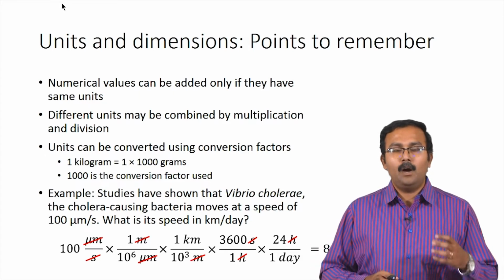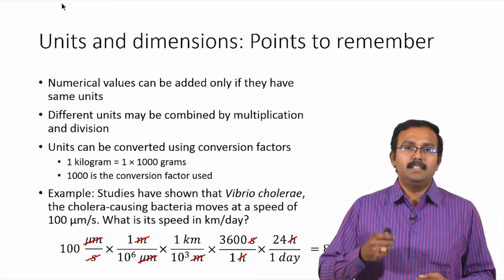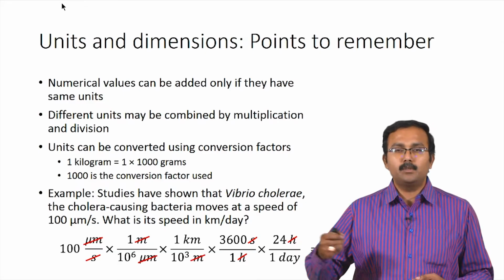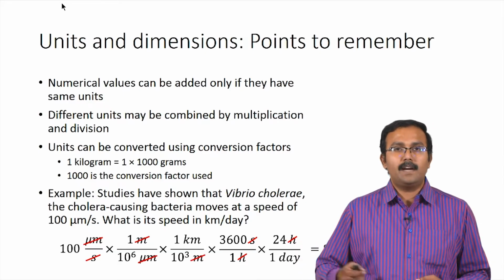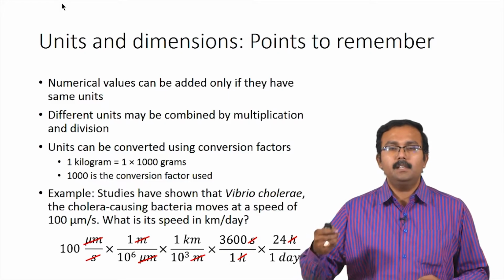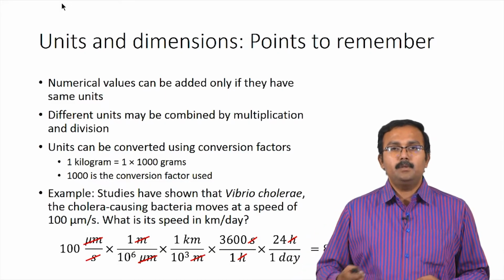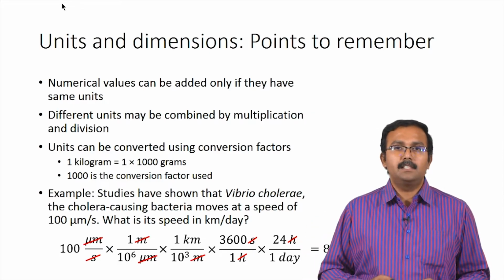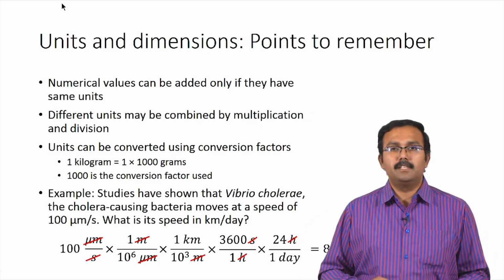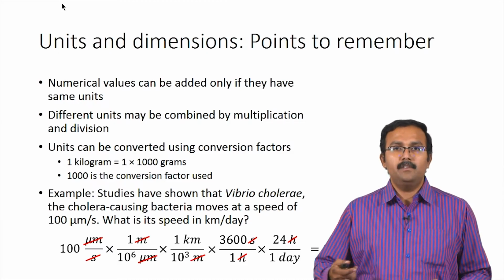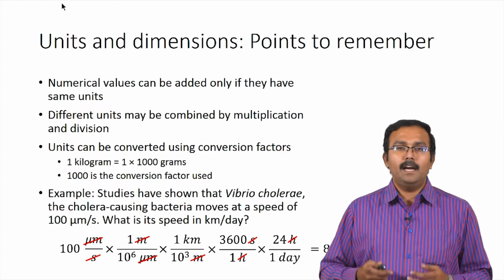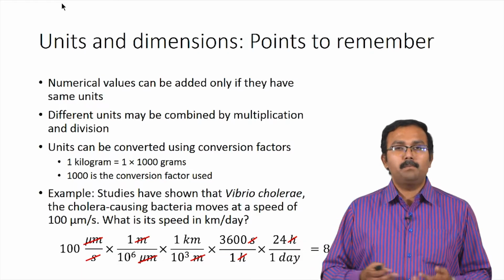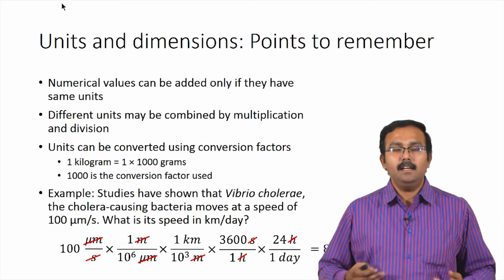If you looked at how I did this problem, I have written down each number with the associated units and the conversion factors were also written along with the units. This ensures that I can appropriately use the conversion factors either for multiplication or division. This will eliminate any confusion and ensure that I do not randomly multiply or divide and make unnecessary conversion errors.